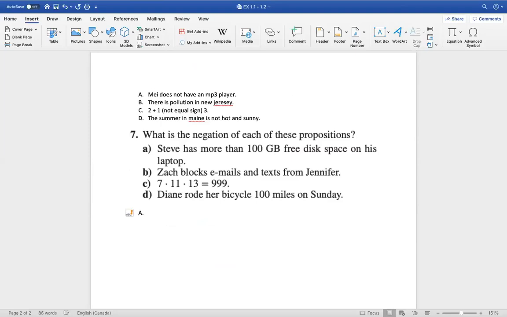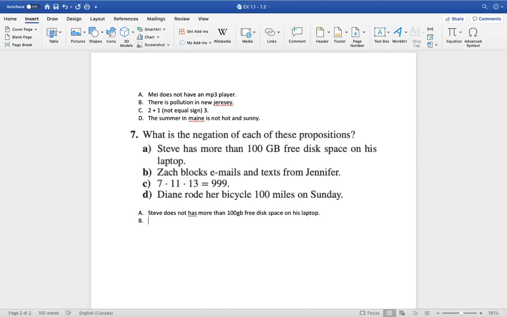So again, we are asked to make the negation of these propositions. Steve has more than 100 gigabytes free disk space on his laptop. So Steve does not have more than 100 gigabytes free disk space on his laptop.